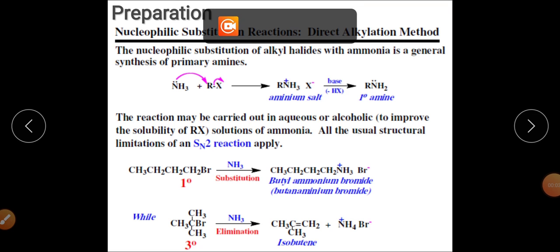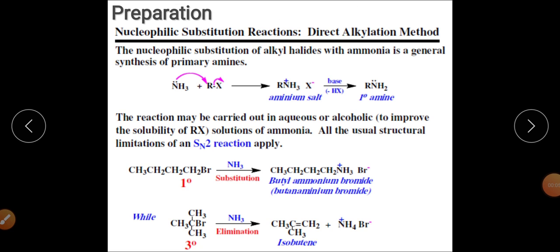Today we are going to discuss the methods of preparation of aliphatic and aromatic amines. The first method is the nucleophilic substitution reaction, the direct alkylation method, that is, the reaction of ammonia with alkyl halide.